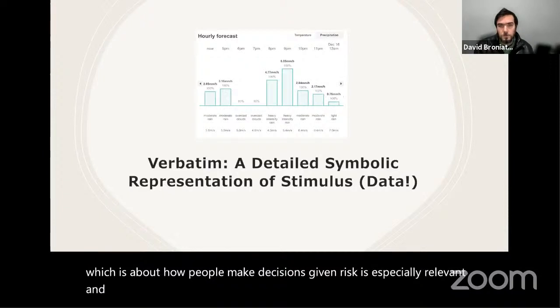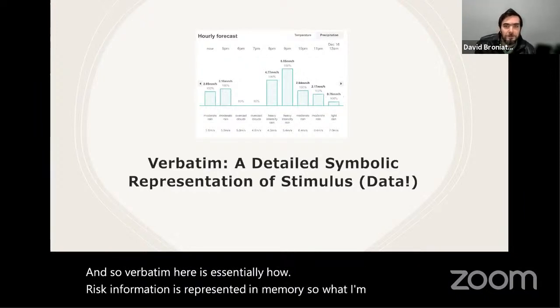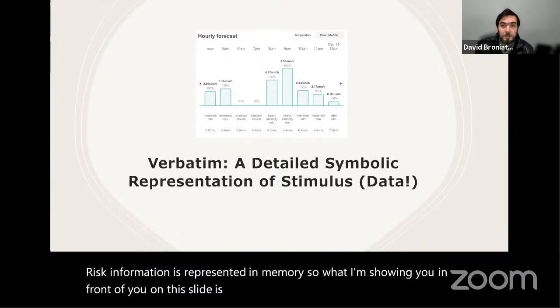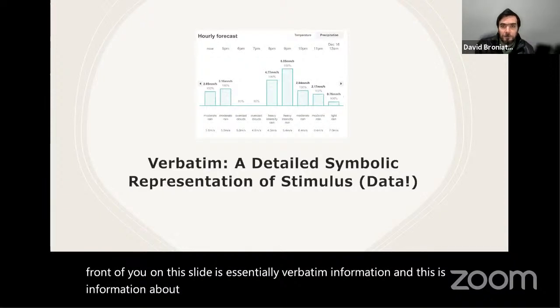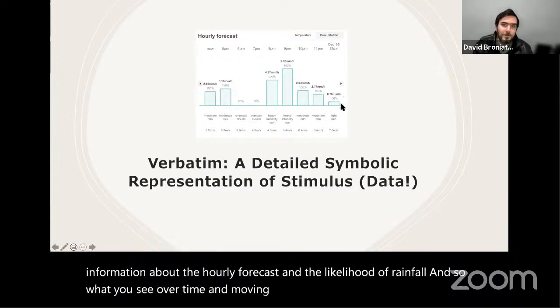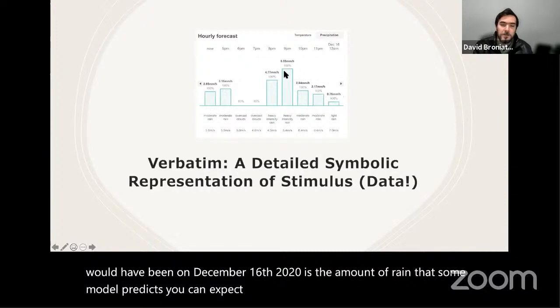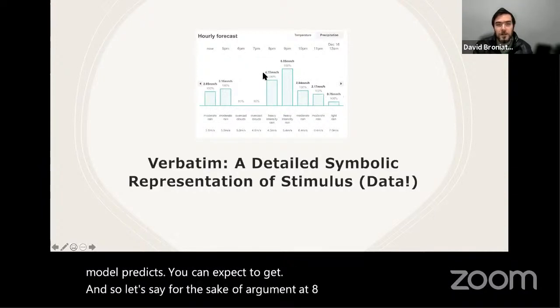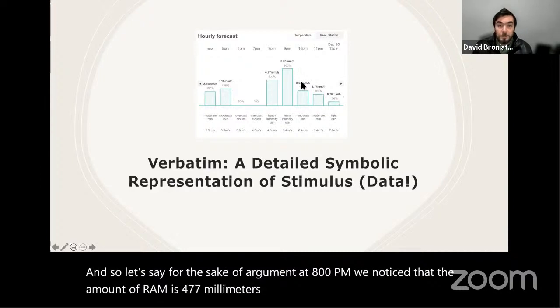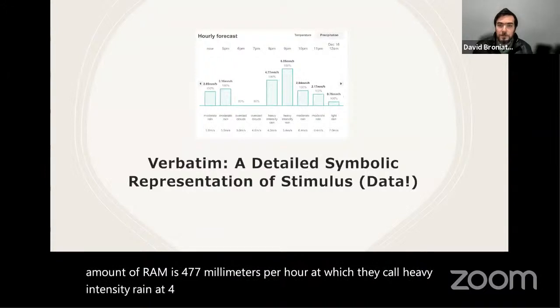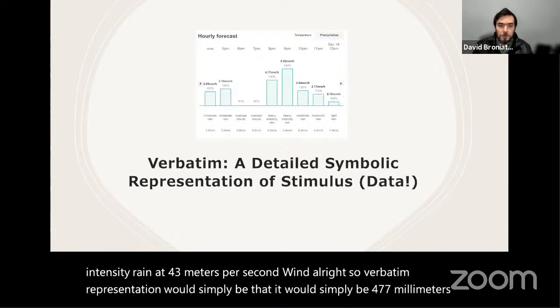And so verbatim here is essentially how risk information is represented in memory. What I'm showing you on the slide is essentially verbatim information. This is information about the hourly forecast and the likelihood of rainfall. And so what you see over time, moving from now through 12 a.m. on December 16th, 2020, is the amount of rain that some model predicts you can expect to get. Let's say, for the sake of argument, at 8 p.m., we notice that the amount of rain is 4.77 millimeters per hour, which they call heavy intensity rain, at 4.3 meters per second wind. So a verbatim representation would simply be 4.77 millimeters per hour with 4.3 meters per second wind.